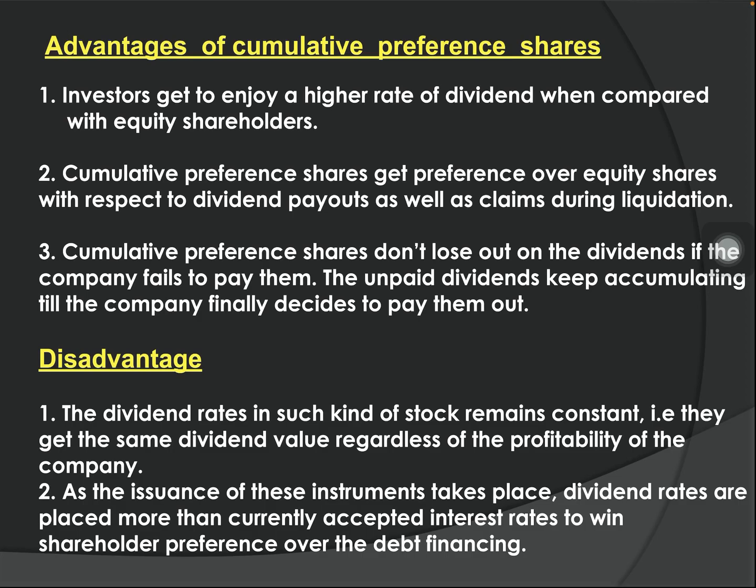Now moving on to the disadvantages. The dividend rate in this kind of stock remains constant. That is, they get the same dividend value regardless of the profitability of the company. The next is that as these instruments are issued, the dividend rates are placed higher than the currently accepted interest rate to win the shareholders' preference over debt financing. In a situation of rising interest rates, people lose interest in the stock. On the contrary, they become a great investment if the rate of interest falls.